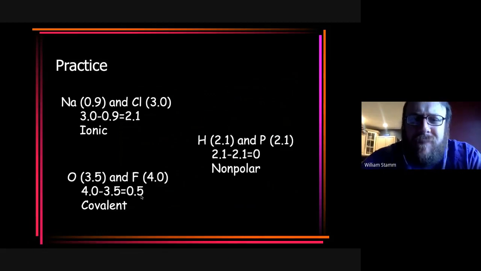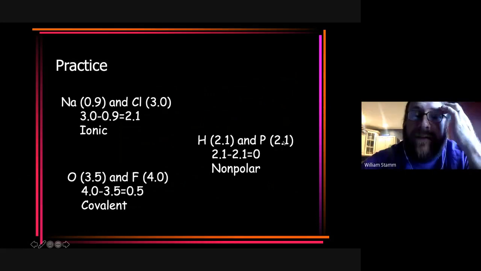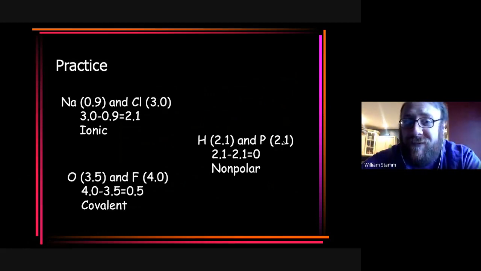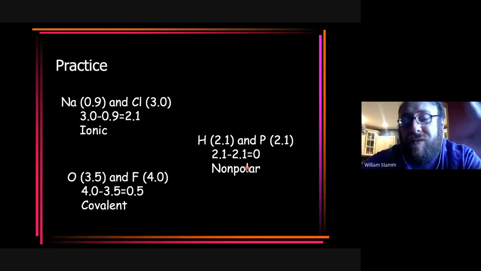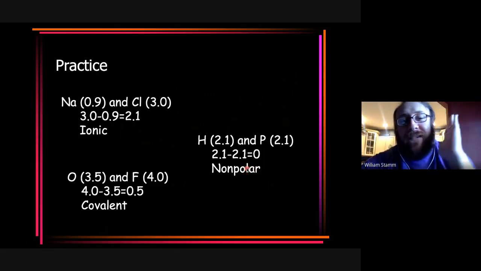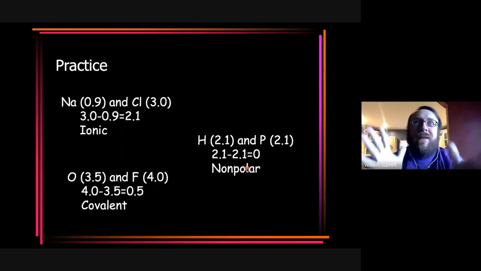And finally, I just picked two that have the same exact electronegativity. Hydrogen is 2.1, and phosphorus is actually also 2.1. So obviously the difference between hydrogen 2.1 and phosphorus 2.1 is 0. If you subtract those two, it's going to be 0. That means it's still a covalent bond. It's a pure covalent bond. It's non-polar. They're equally sharing because both of them have the same attractiveness to electrons. They're going to equally share.